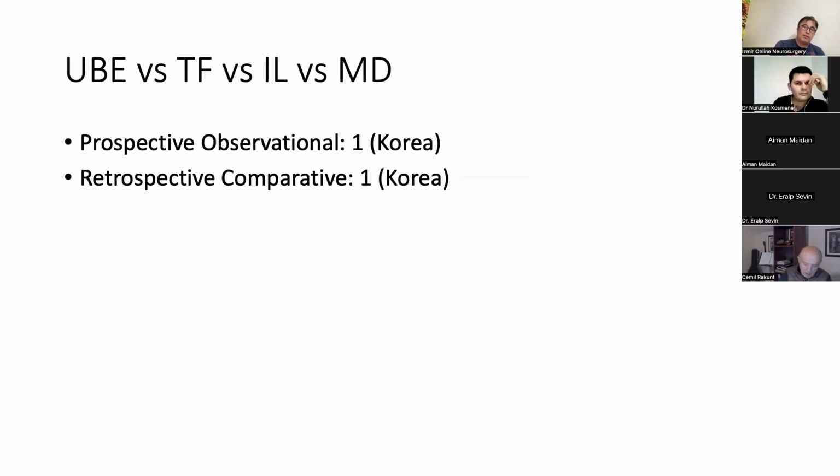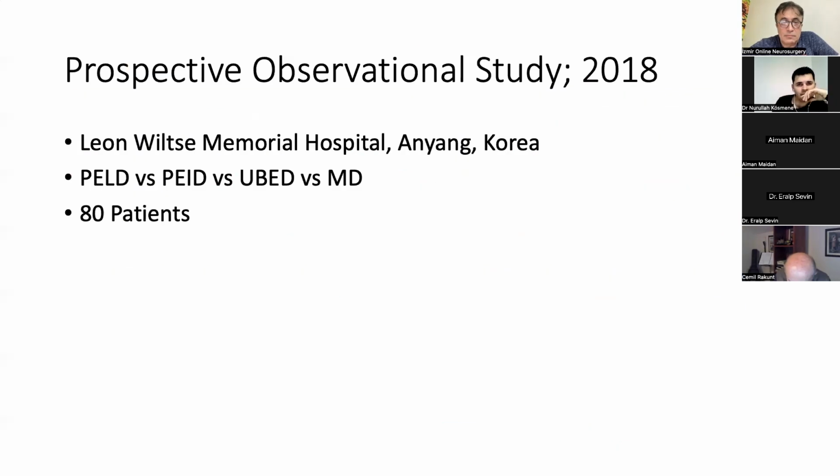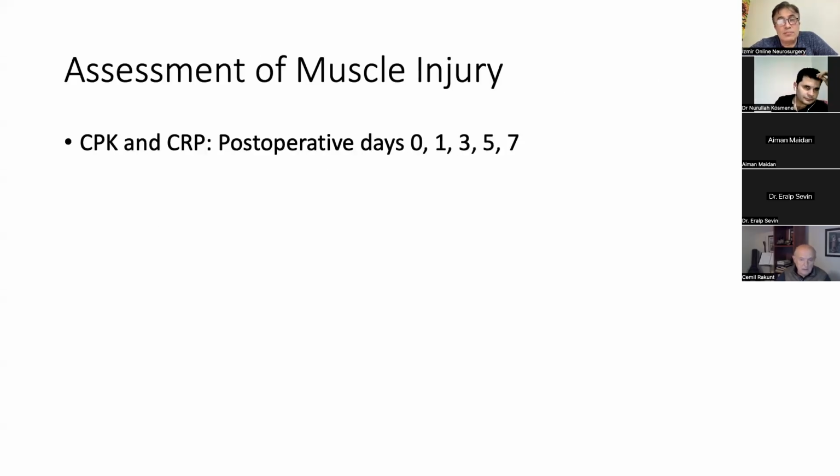Two publications are comparing UBE with transforaminal monoportal discectomy, interlaminar monoportal discectomy, and microdiscectomy. Both publications came from Korea. This is a prospective and, in my opinion, critical study. There are 20 patients in each group and 80 patients operated on. To evaluate the muscle damage in these surgeries, they examined creatine phosphokinase and C-reactive protein values on the preoperative and also first, third, fifth, and 7th day after the operation.